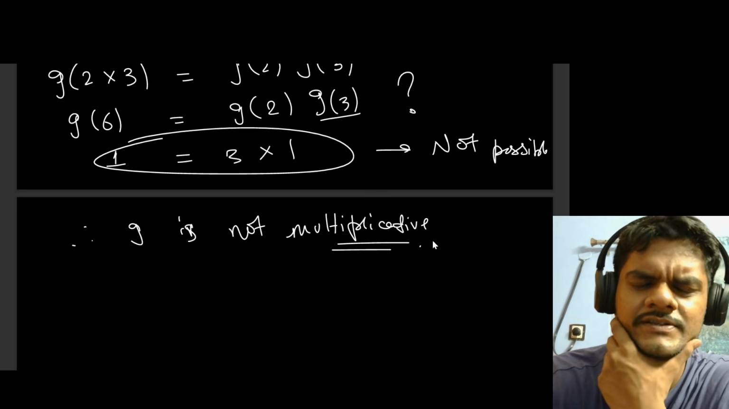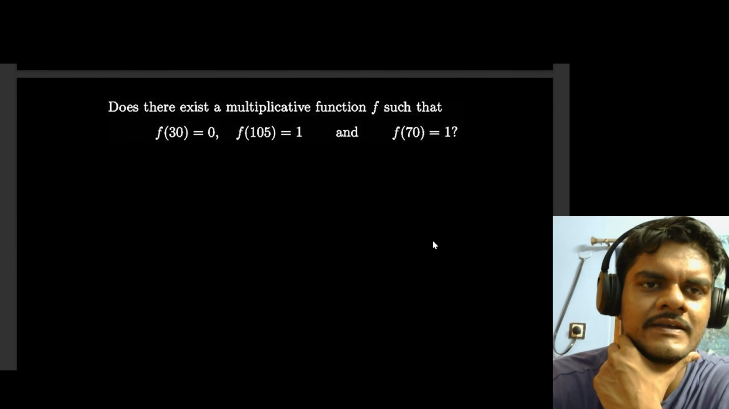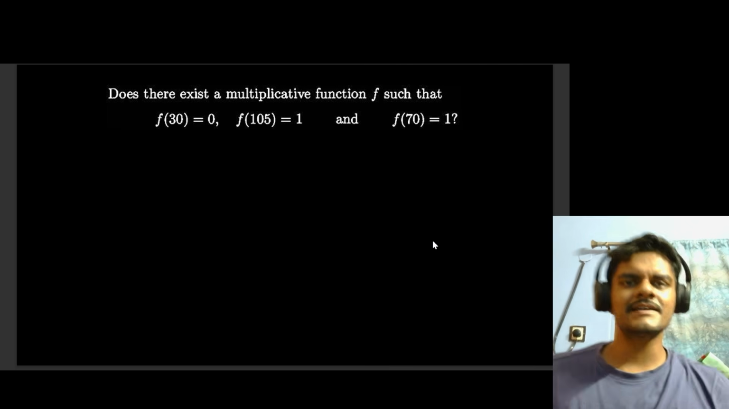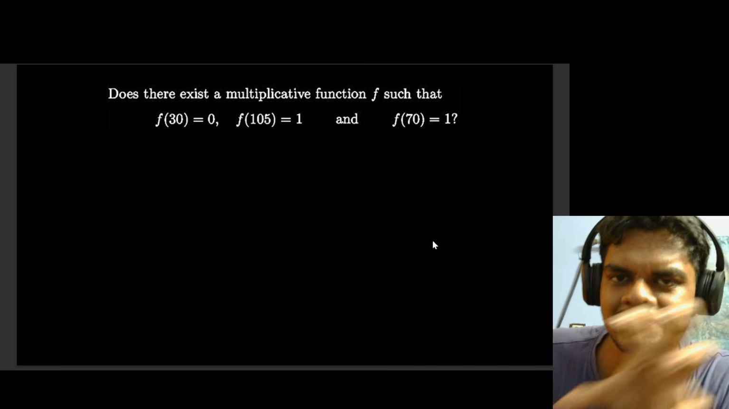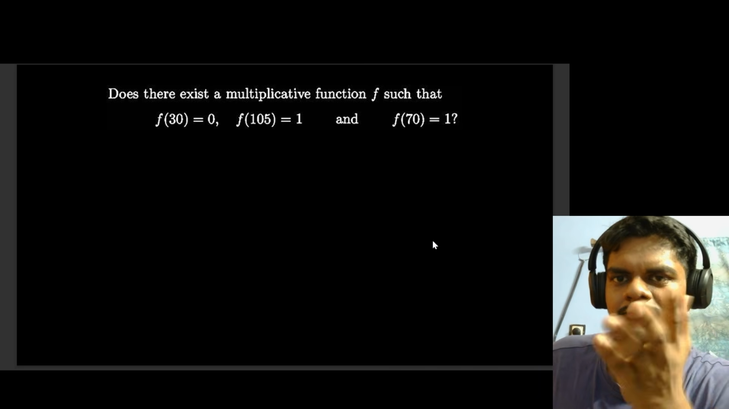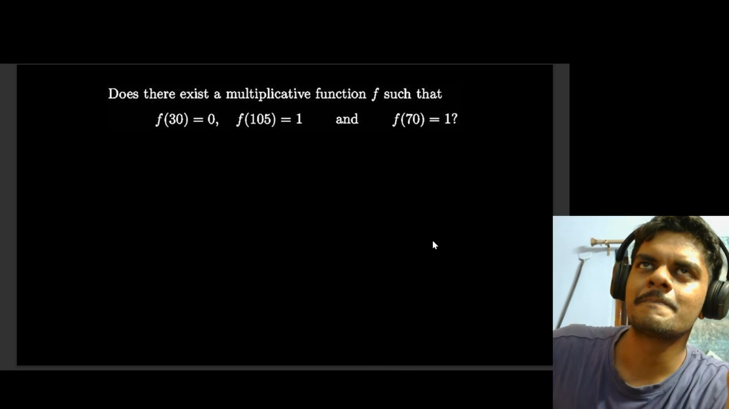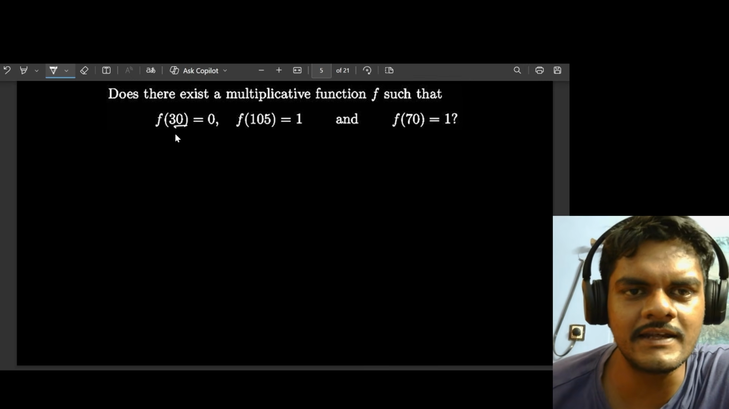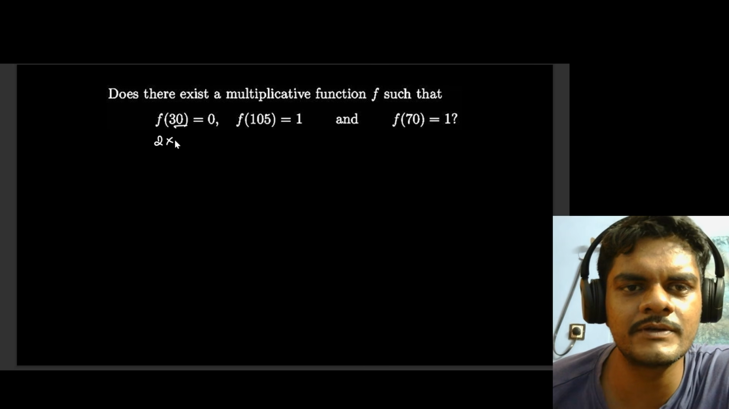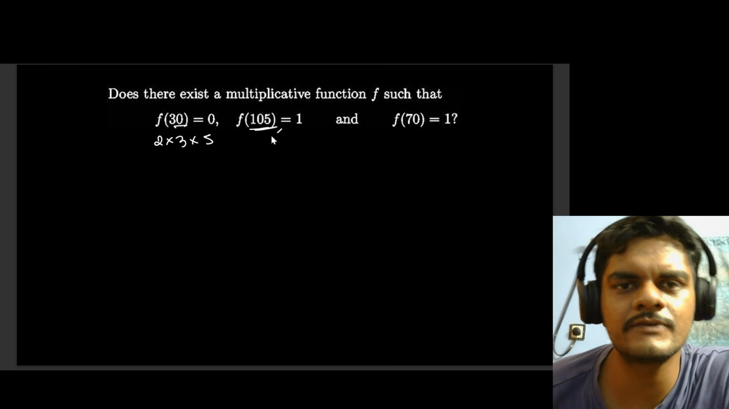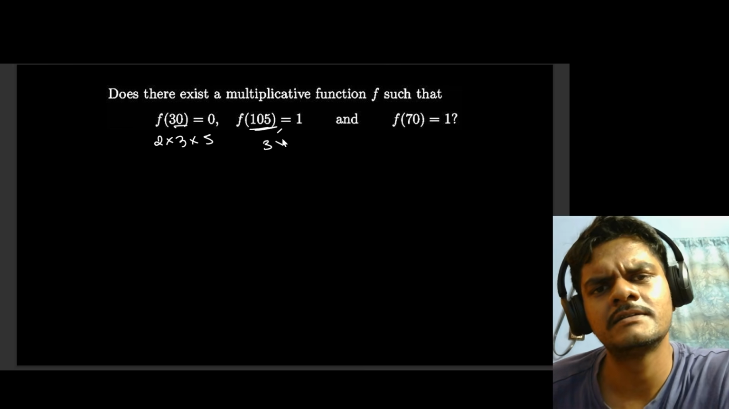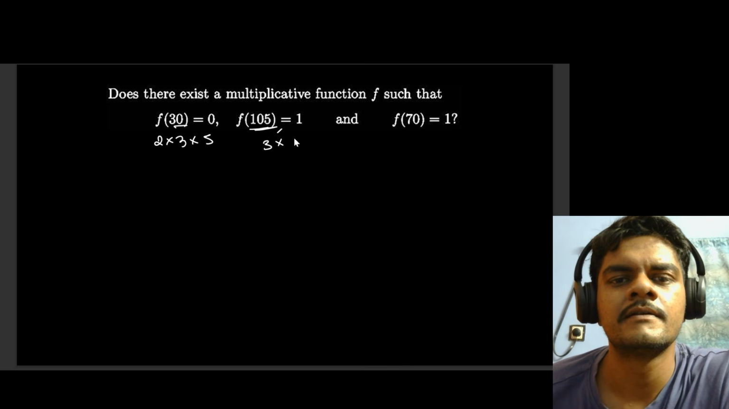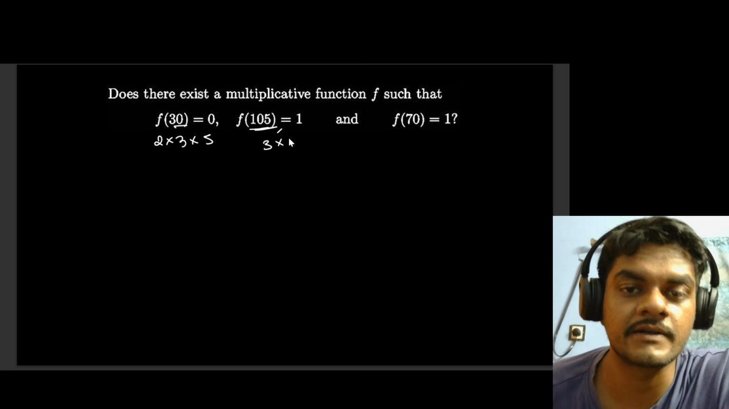Can there be multiplicative functions? Definitely there can be multiplicative functions. But let us assume this also. Now let's look at this question. Does there exist a multiplicative function such that this happens? And what can we do? We basically want to try and factorize these things. So let's see. 30 is 6 into 5, so that is 2 into 3 into 5. 105 is 3 into 15, is it? No, no, no. 3 into 21.